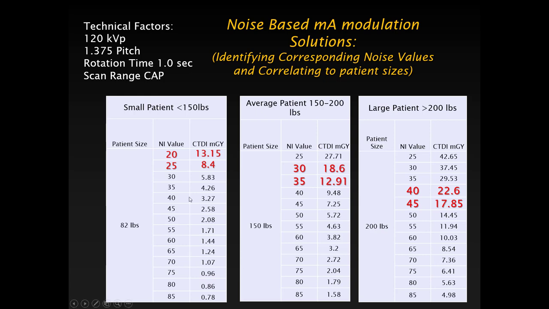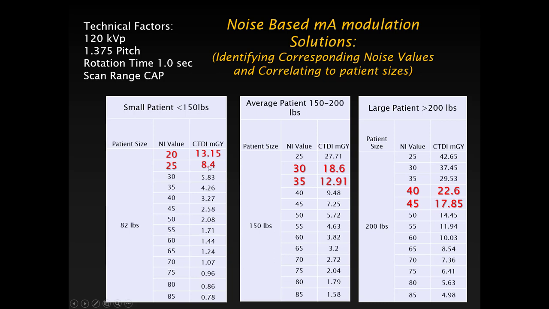We didn't actually perform these exams this many times, but we just typed these in for one patient. We would type in noise index of 20, write down the 13 milligray, type in 25, type in 8, and then basically map it out from top to bottom with 5 noise index increments for small, average, and large patient sizes. We made sure our mA tables were fluctuating, and so the system was showing us the exposure that it was recommending for those noise index values.